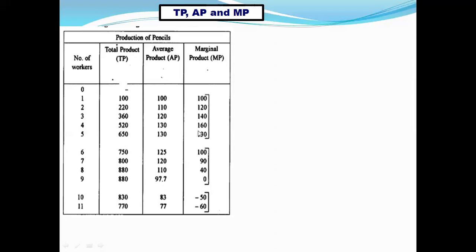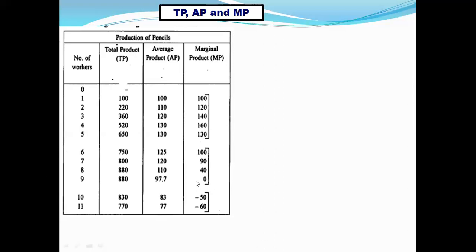Then from the 5th unit of labor, we can see TP is increasing, but it is increasing at a decreasing rate. How do we know? See here, MP has started decreasing from 160 to 130. So MP reaches its maximum at the 4th unit of labor and thereafter it starts decreasing beyond the employment of the 4th unit of labor. So the rate of increase of TP has decreased and MP has started decreasing. And TP reaches its maximum at this point.